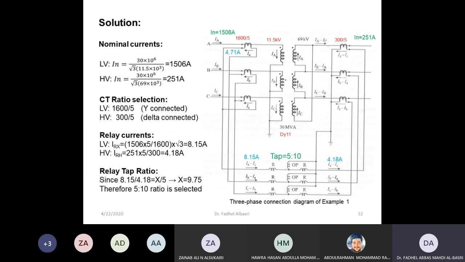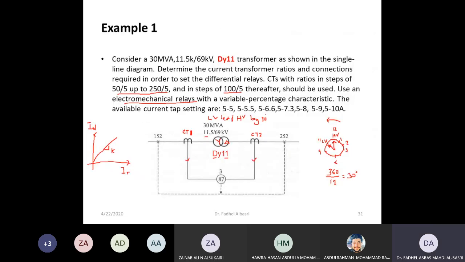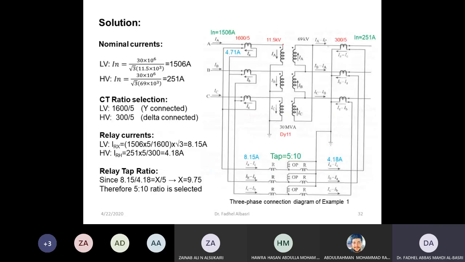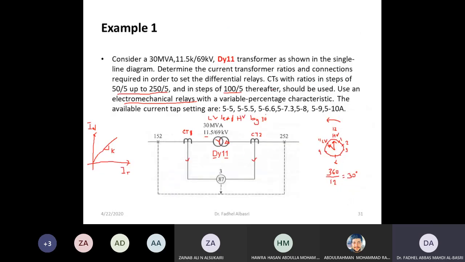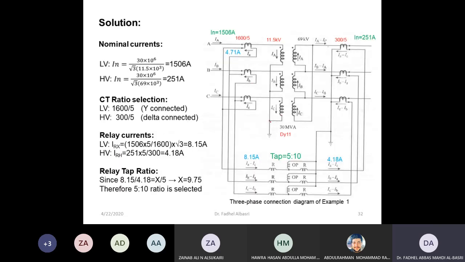So this is the connection of a star delta, which makes LV leads HV by 30 degrees, which makes the Dy11. So as you can see here, this is delta at HV, so it is delta at the HV side, okay, and star at the LV side. So it is a star here and delta here.